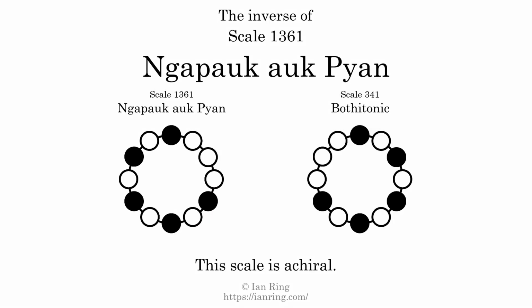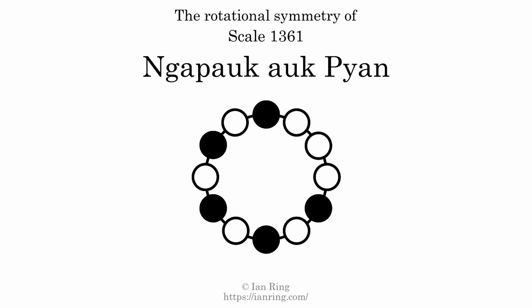The inverse of a scale is a mirror image. It is what you get when the sequence of intervals is reversed. The inverse of this scale is scale 341, also known as pentatonic. This scale is achiral, since it can transform into its own reflection by a rotational transformation. This scale has no rotational symmetry.